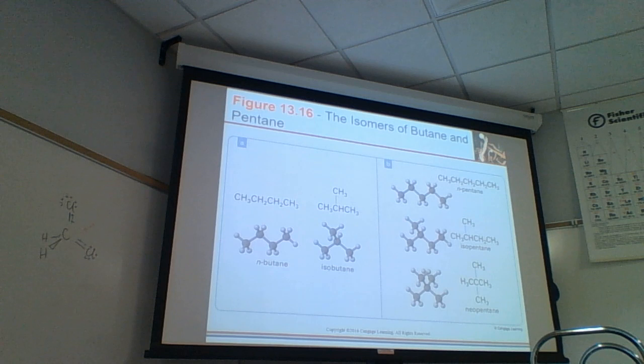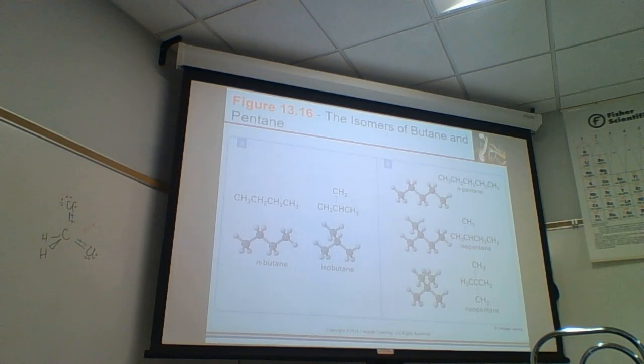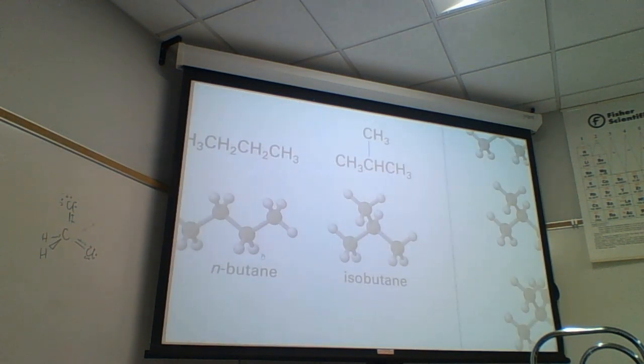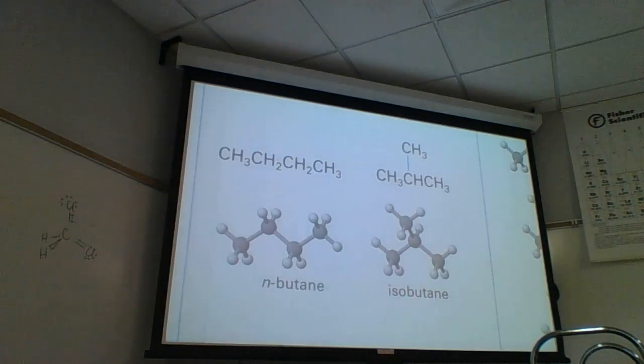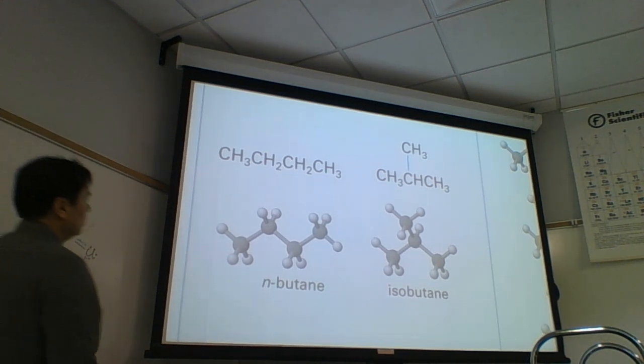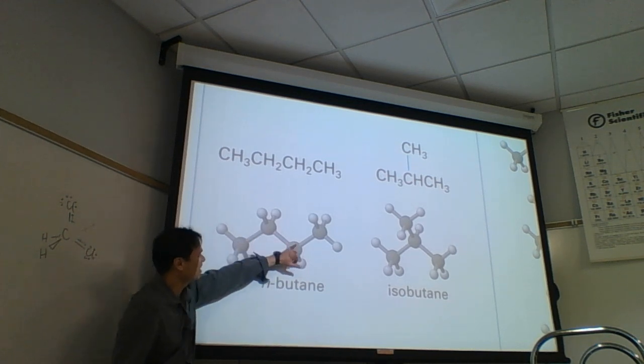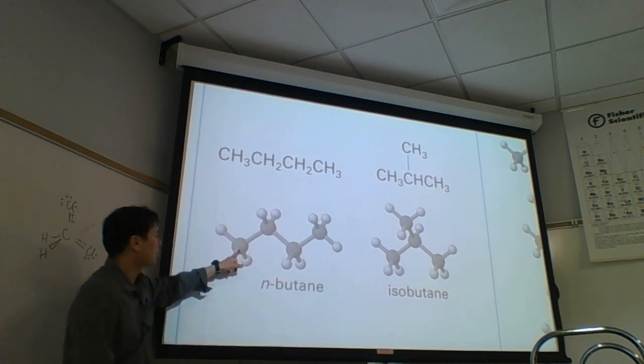Let's get some practice drawing more complex molecules. Let's try to draw butane. If I look at butane, I'm trying to draw it on a page. Okay, we have these carbons here. We're going to look at it one at a time. So let's look at carbon 1.